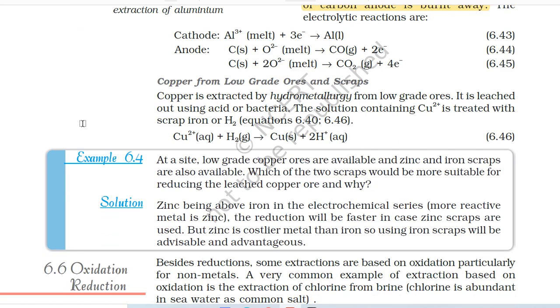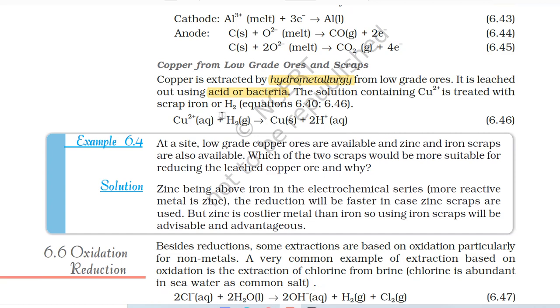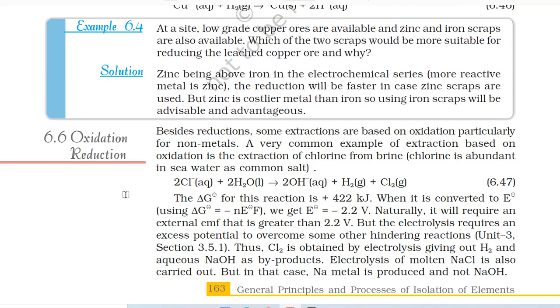Copper from low-grade ores and scraps. Copper is extracted by hydrometallurgy from low-grade ores. It is leached out using acid or bacteria. The solution containing Cu2+ is treated with scrap iron or H2. Equation 6.46: Cu2+ (aq) + H2 (g) gives Cu (s) + 2H+ (aq).